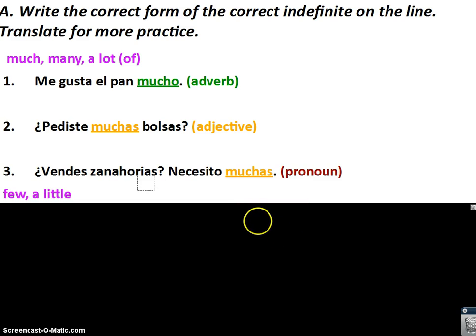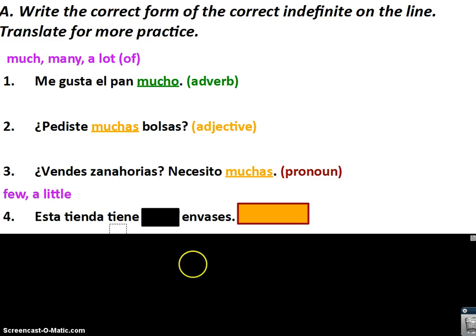Next, let's talk about few or a little. If you know your notes, if you know your words, which you must know your words for the quiz tomorrow because you're going to have a fill-in-the-blank section like this, you know that few or a little is different forms of poco. Poca, pocos, pocas. This store has few containers. Few describing containers. So it's an adjective, and it has to match, which requires me to know what the article is in front of envases, and it is los, so the correct form of poco will be pocos.